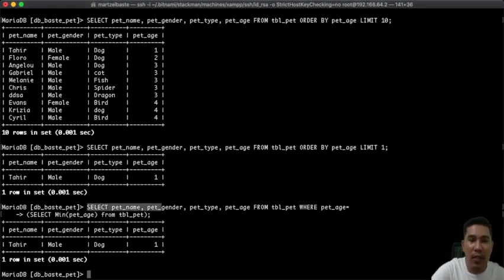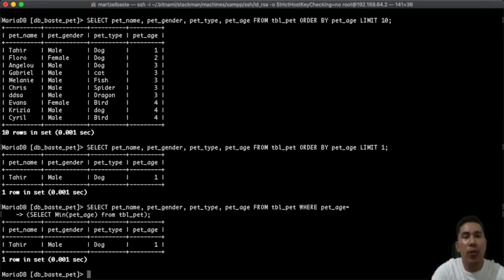So this portion of our query is what we call the outer query, and this is the inner query. Okay, so let's look into other examples.